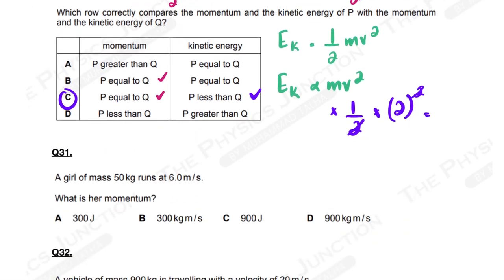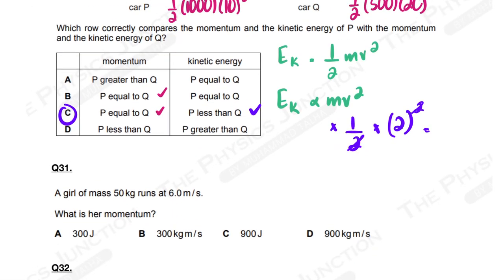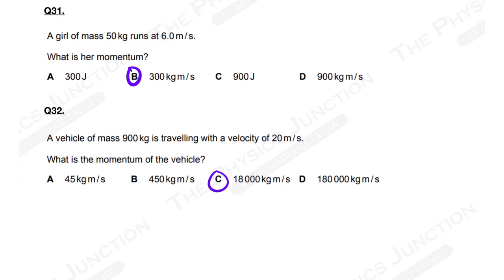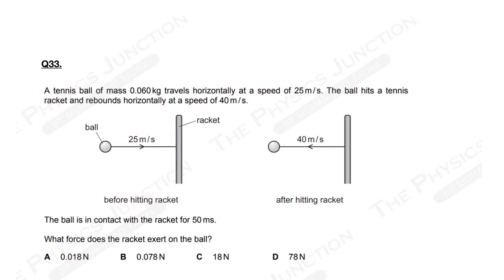Alright, next. 31, a girl of mass 50 kg runs at 6 meters per second. What is the momentum? Again, 50 times 6, 300, not joules, kg meter per second. A vehicle of mass 900 kg is traveling with velocity 20. So this would be 18,000. And that's going to be kg meter per second as well. So that's 32C. 33. Again, we just did a question like this.